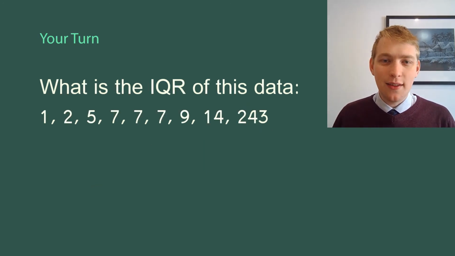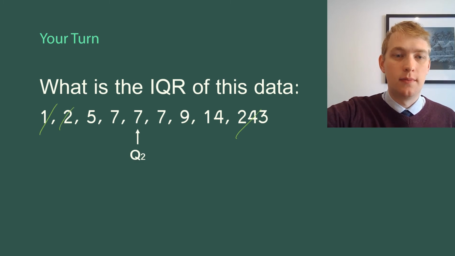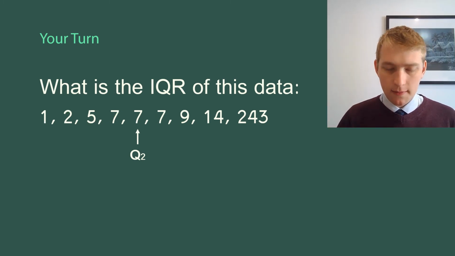Okay, now it's your turn. Find the interquartile range of this data. Okay, so we begin by finding our median, or our quartile 2, which is going to be 7. Again, we do that by just crossing off each pair as we go until we get to the median, or 7. So we've got the median.